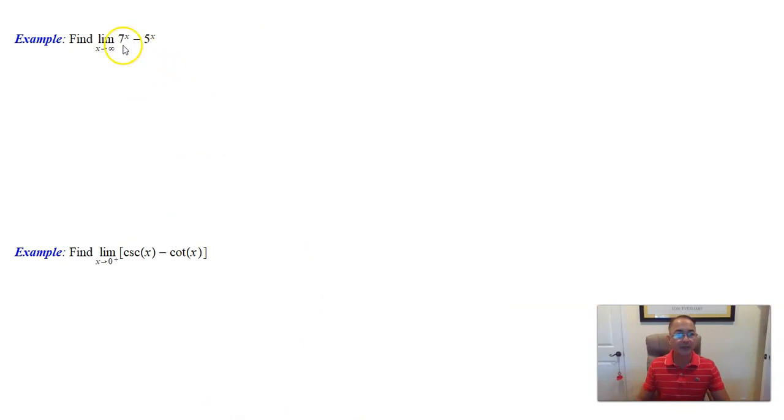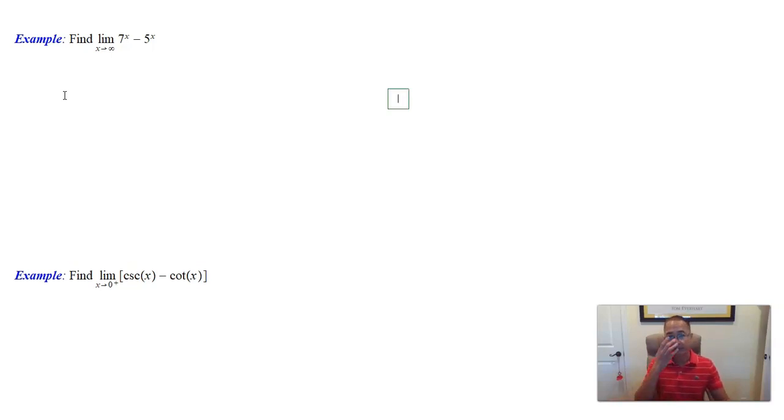All right, let's do a couple of indeterminate differences. As x approaches infinity, 7 to the x is going to infinity. 5 to the x is also going to infinity. So we have two giants kind of pulling on each other, like a tug of war. Who is going to win, the 7 to the x or the 5 to the x? Well, what can we do in this case?